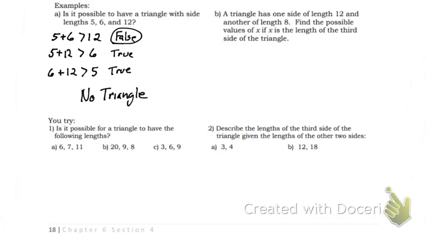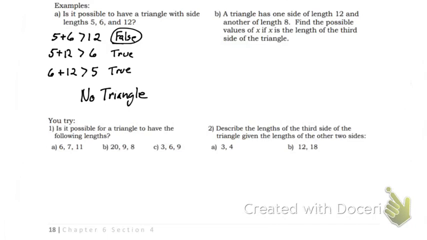Our next one is probably the most difficult question, and it's a hard question on the test as well. So make sure you pay attention closely and you understand what I'm doing. This says a triangle has a side length of 12, and it has another length of 8. It says find the possible values of x if x is the length of that third side. So I'm actually coming up with the whole range of possible values x can be.